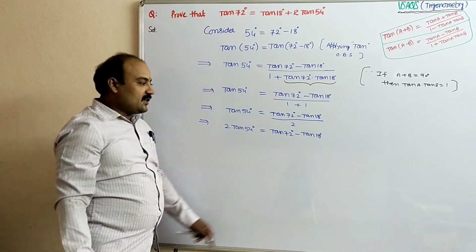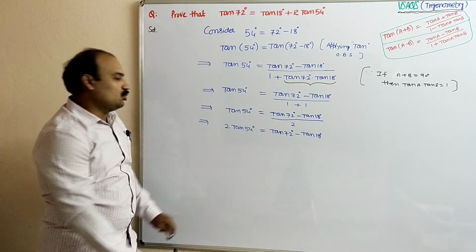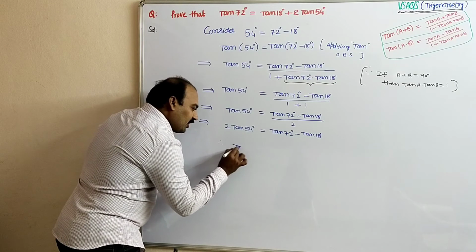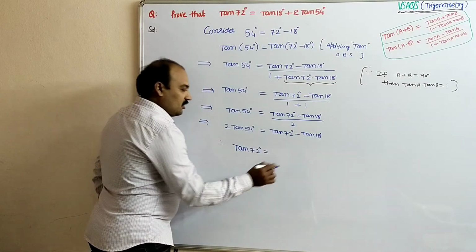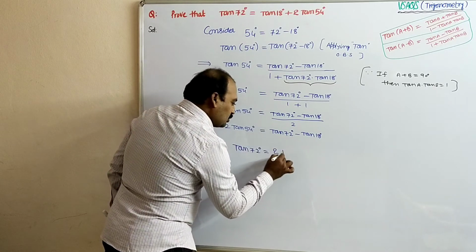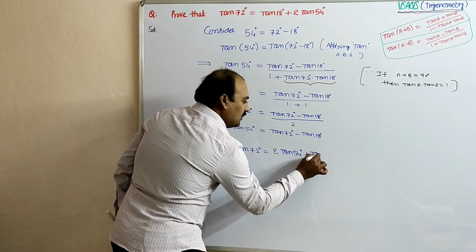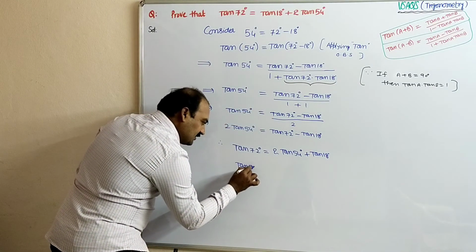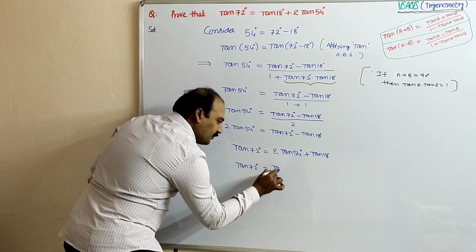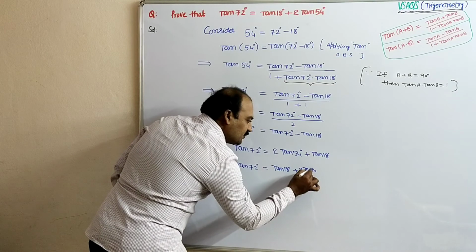Here minus tan 18 degrees we can take this side, and we will get the required answer tan 72. Therefore tan 72 degrees equal to 2 times tan 54 degrees plus tan 18. So the conclusion step: tan 72 degrees is equal to tan 18 plus 2 tan 54 degrees. Hence proved.